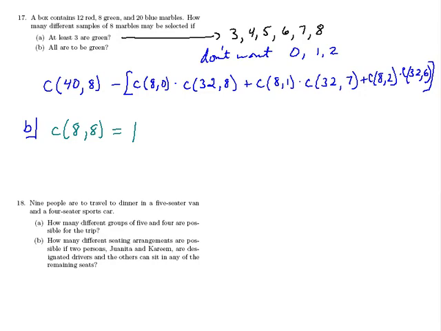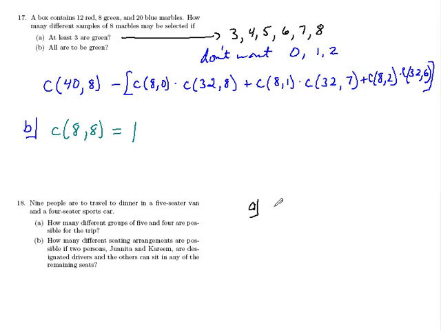Question 18. 9 people are to travel to dinner in a 5-seater van and a 4-seater sports car. How many different groups of 5 and 4 are possible for the trip? So in other words, we want to separate to ride in the vehicles. We're not concerned about who's driving, who's sitting up front, or who's sitting in what seats. It's just separated into 2 groups.